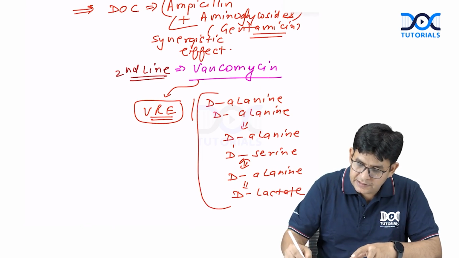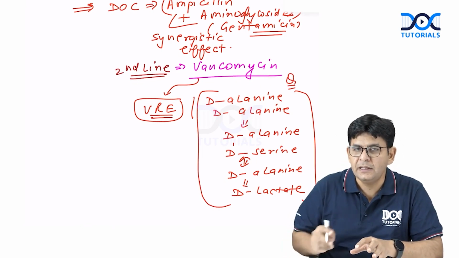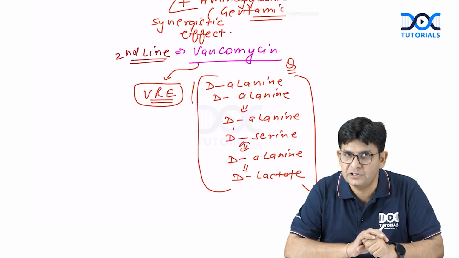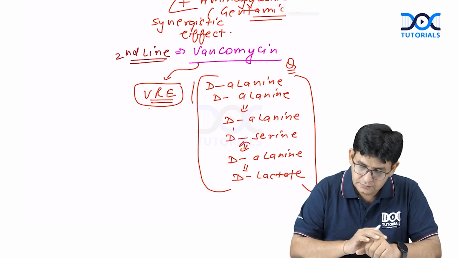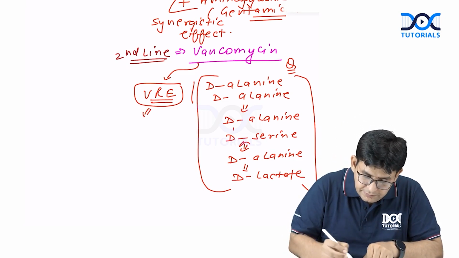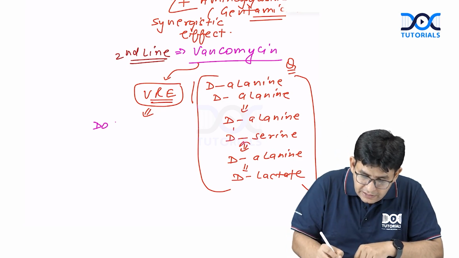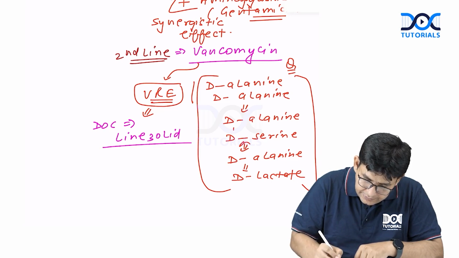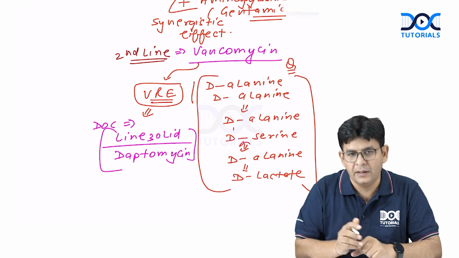This was also asked in one of the exams: what exactly is the change that happens whenever a simple Enterococcus has turned into VRE? This is the change in the cell wall structure: D-alanine to D-alanine D-lactate, D-alanine D-serine. Is it fine? And what have they become because of that? VRE. And what is the drug of choice for this VRE now? The answer is linezolid or daptomycin. Linezolid or daptomycin can be used for this VRE.